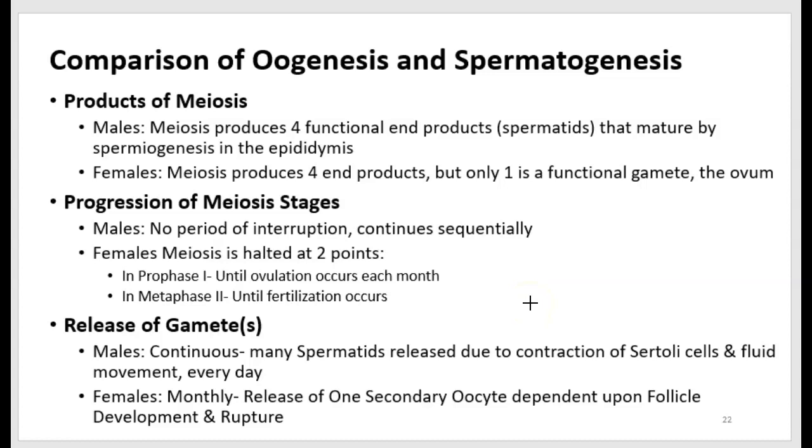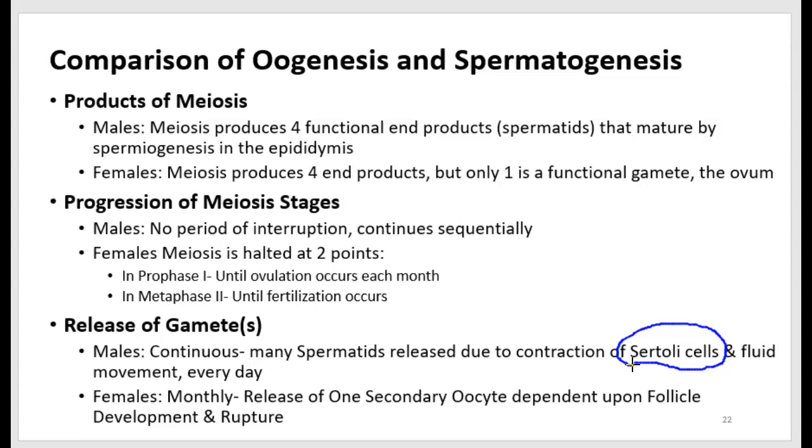The third difference is how the gametes are released. There's some similarities and some differences. So in males, spermatids are continuously released all day long, every day, due to the contraction of those Sertoli cells that surround the forming spermatids. And then what causes the developing spermatids to be released from the seminiferous tubules is just the movement of fluid.